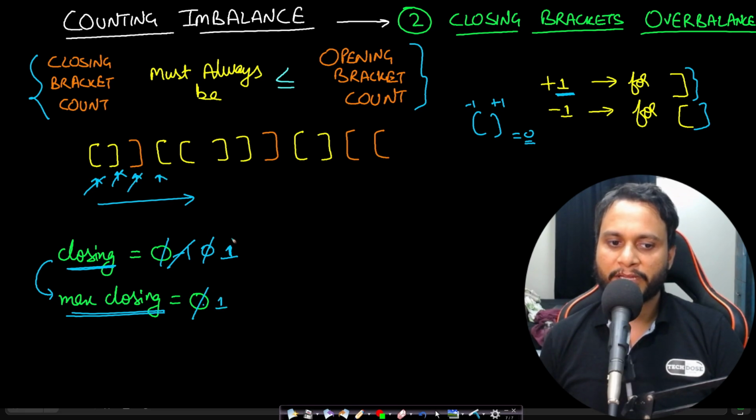If I see an opening bracket, I will decrease the value. If I see a closing bracket, I will increase the value. Again closing bracket, increase the value. Now 1 and 1 are same, so no need to update.